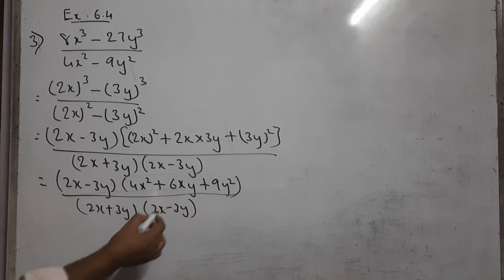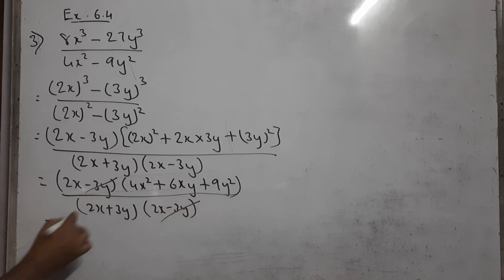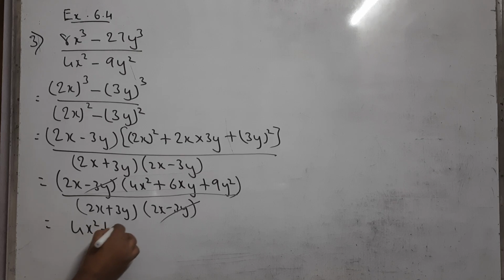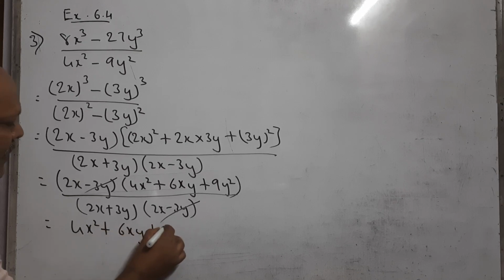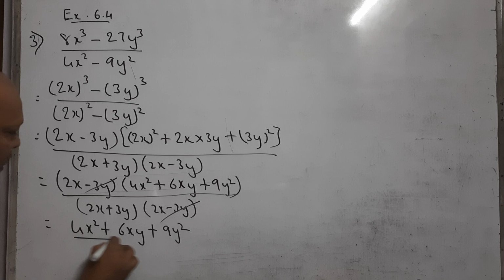Now we'll go for cancellation. This bracket gets cancelled. Your final answer will be 4x square plus 6xy plus 9y square upon 2x plus 3y. This was sum number 3.